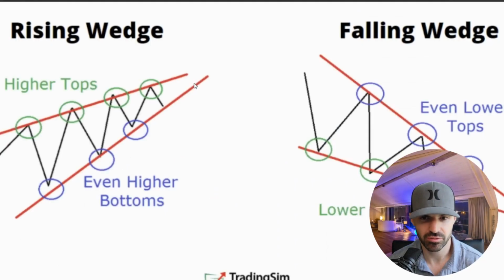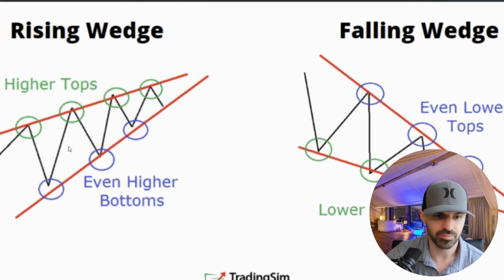So here we have rising and falling wedges. Wedge patterns are basically two converging lines that are either in an uptrend or a downtrend. So a rising wedge would be in an uptrend. You'd have higher tops and even higher bottoms. So you're seeing the convergent lines here, and it's forming a wedge pattern. As the price bounces off each trend line, it gets tighter and tighter, and eventually it has to break. So a rising wedge is usually a bearish pattern.